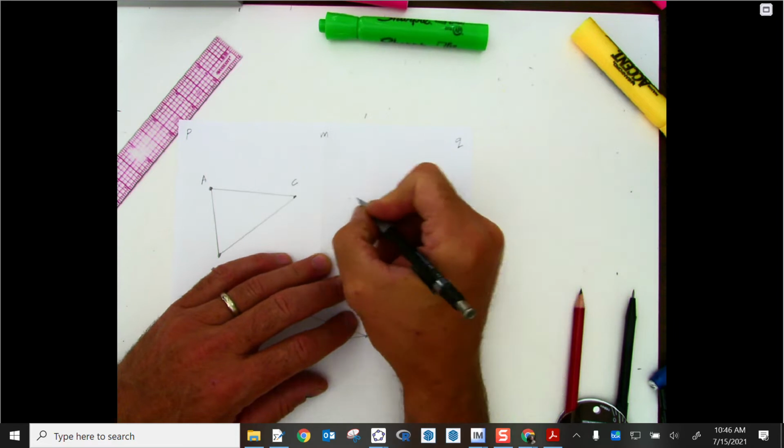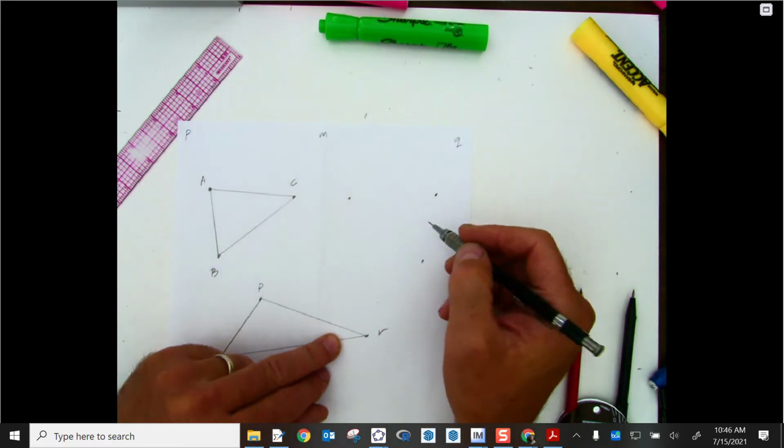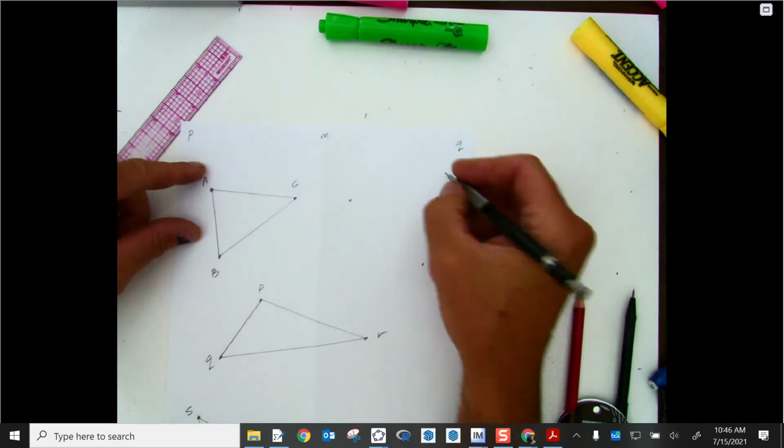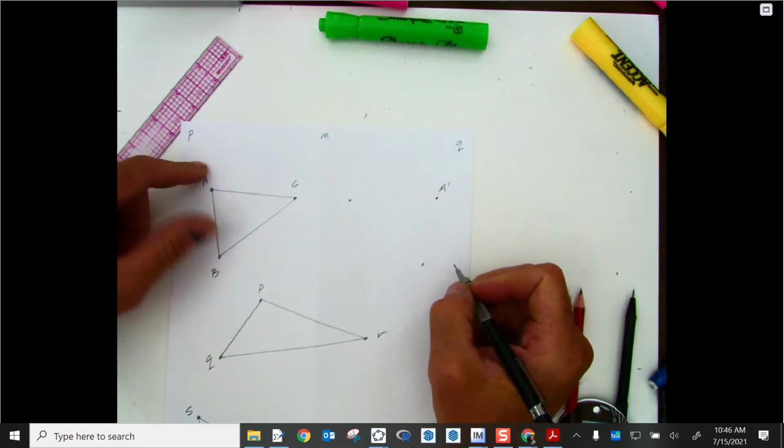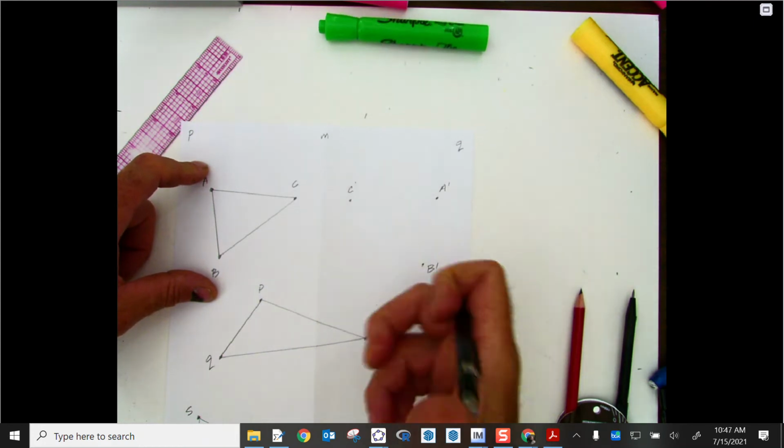I guess these are the three points that are transferred from A, B, and C. So if this one was transferred from A, I'd call it A prime. This one from B, I'd call it B prime. And this one from C, I'd call it C prime.